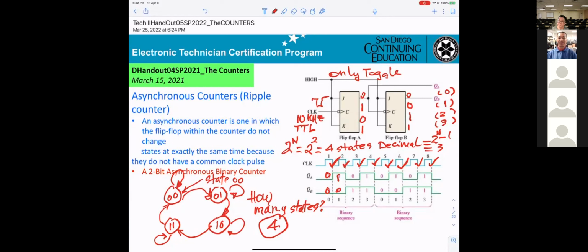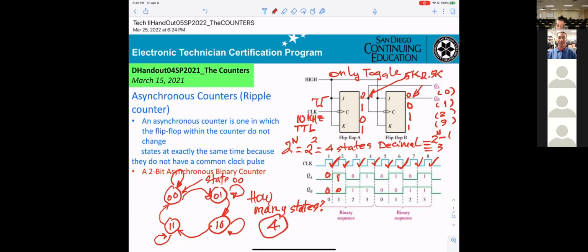If you're looking at the timing, tell me, if you apply a 10 kilohertz clock, what is the frequency at the output of the first flip-flop A? 5, exactly. 5 kilohertz in here. What frequency at the other one? 2.5, 2.5.